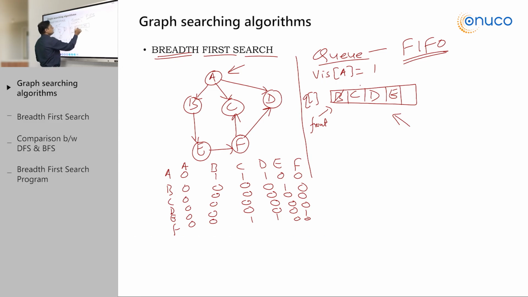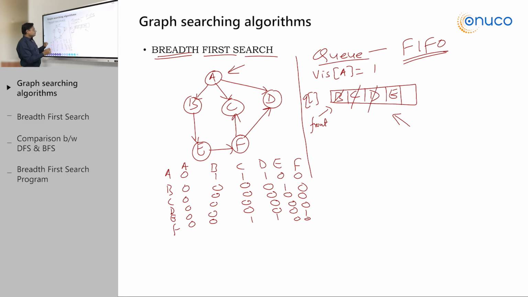Anyhow, we are going to remove it from that queue. If there is a path from C to another vertex, we'll insert it. Since there is not, nothing is taken care of. Next is D. Do you have any path from D to another vertex? No, right? So no need of inserting anything here. We can only remove this D.